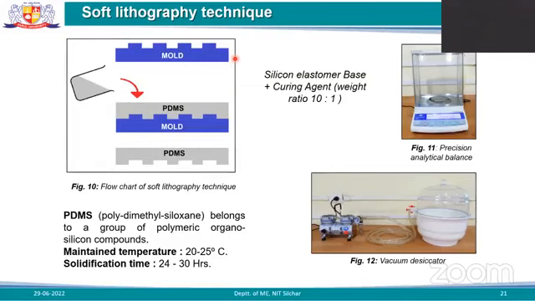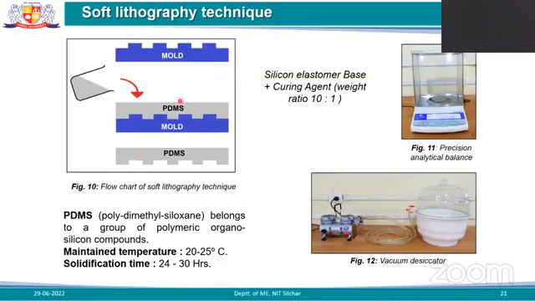Then we have to prepare this kind of mold, and then we make one cavity, and there we put the PDMS. That is nothing but a silicon elastomer base with some curing agent. It should be a 10:1 weight ratio. Whatever ratio I am telling, we measured by a precision analytical balance, and we gave a 10:1 ratio. Then we mix it properly and pour it in the mold. After a certain time, basically it takes 24 to 30 hours, it becomes solidified. Then from that PDMS in the mold, we get the microchannel. So we can peel it off, and we get it.